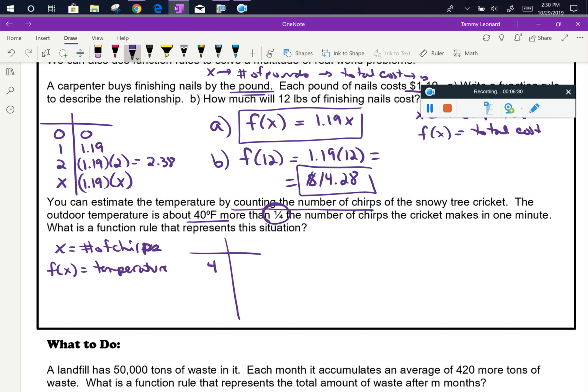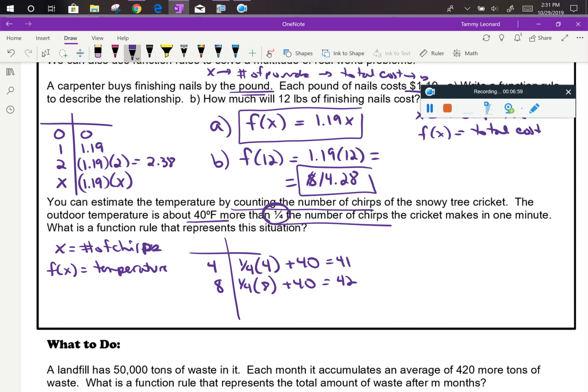It says 40 more than a quarter of the number of chirps. So a quarter of 4 chirps plus 40 degrees should be our temperature. Well, we know that a fourth of 4 is 1, and 1 plus 40 is 41. If there were 8 chirps, I would take a quarter of those 8 chirps, which is 2, and add that to the 40, because I'm supposed to have 40 more, and it would be 42 degrees.